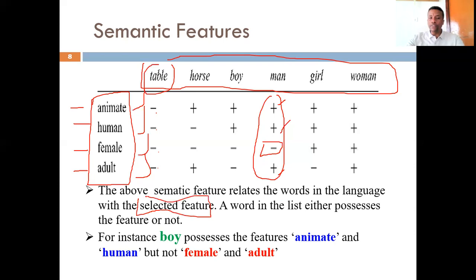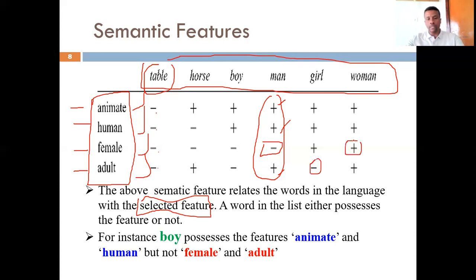So if you select many features, then you are going to have a huge semantic feature database. So the goodness of your semantic model will be determined by the size of the semantic features and the list of words that you have. A word in the list either possesses a feature or not, because we are going to represent it either with a minus or a plus sign.